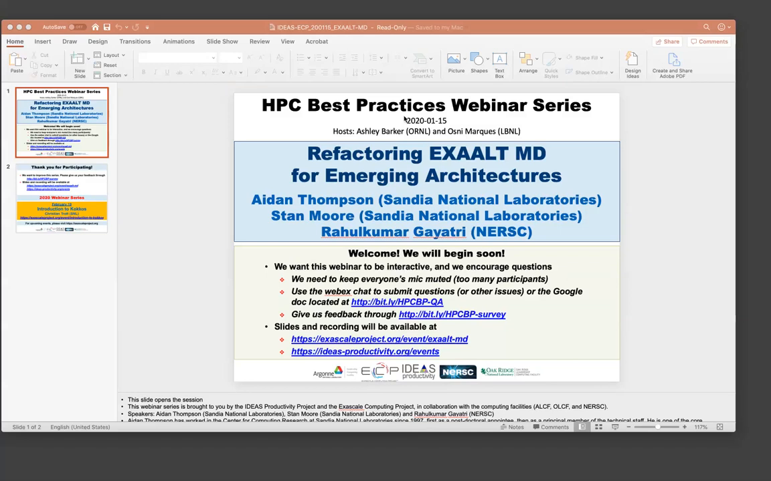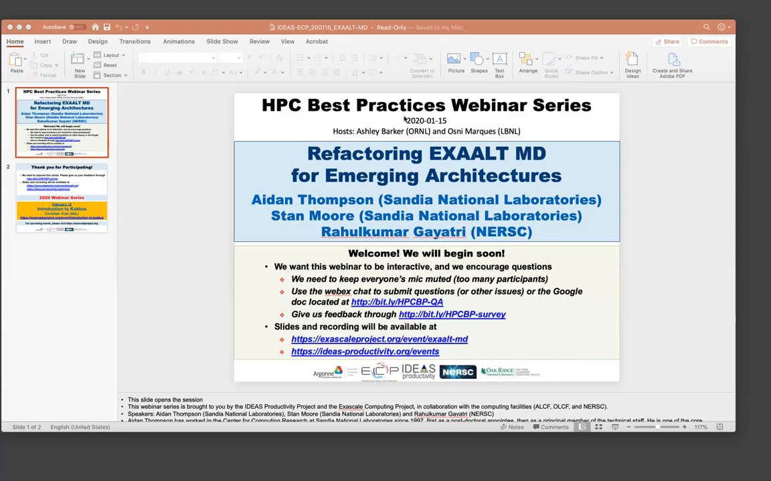Aidan has worked in the Center for Computing Research at Sandia since 1997, first as a postdoc appointee, then as a principal member of the technical staff. He is one of the core developers of the LAMMPS molecular dynamics code, and in recent years, he has become a leading developer of machine-learned interatomic potentials fit to large databases of quantum calculations.